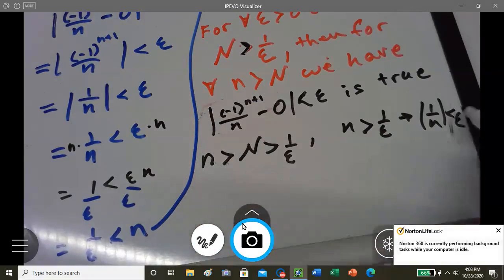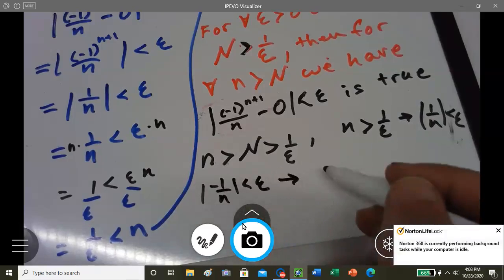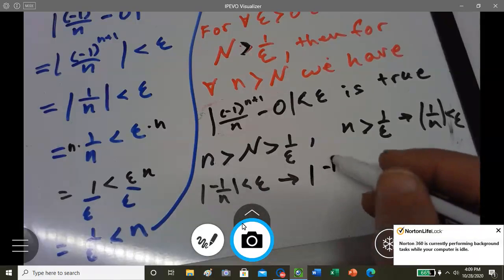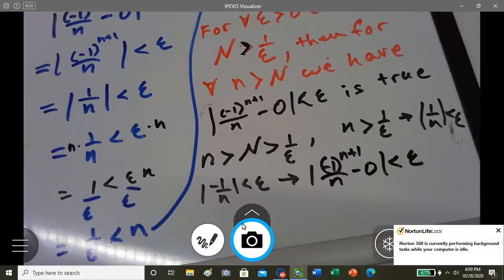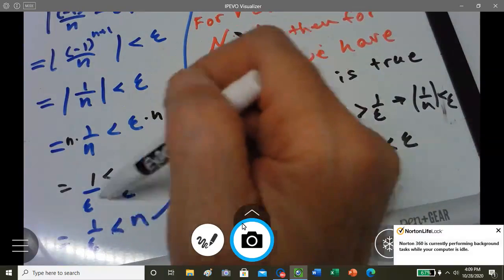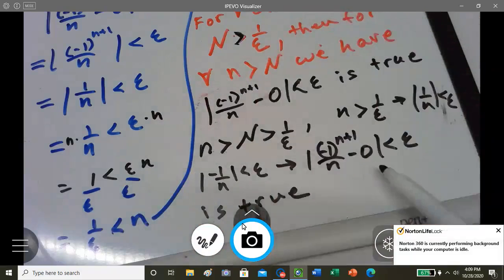So from here, we can say, all right, well, the absolute value of 1 over n is less than epsilon. And that's going to be this, because it's absolute value, then that's (-1)^(n+1) over n minus 0 is going to be less than epsilon. And so that's our limit, which makes this true. So we have our scratch work, and then once we figure out what our n is and our boundary N, then we can go back and state our proof. And so we have proven it.